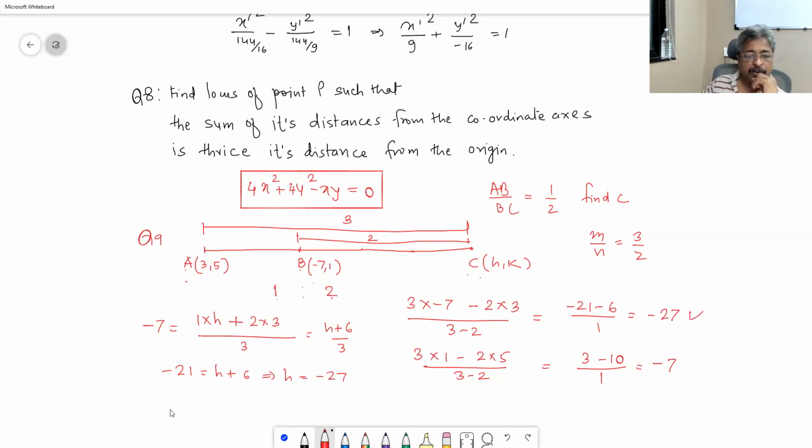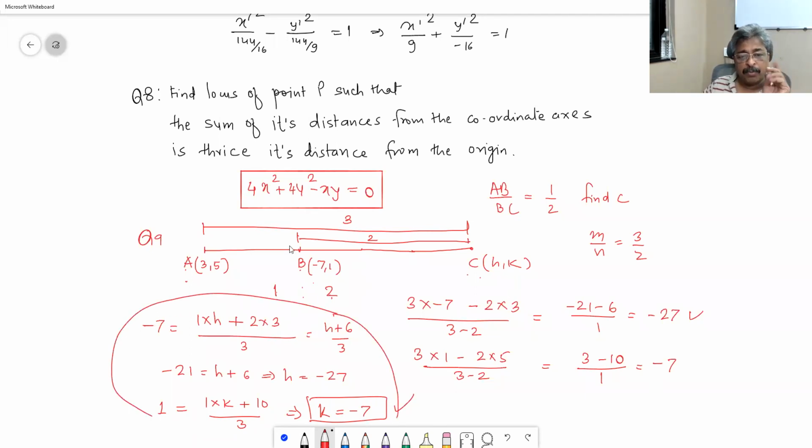Similarly, K is equal to, which is K is 1, we know K is 1, therefore this point is 1. 1 into K plus 2 into 5, which is 10 upon 3. Therefore, K plus 10 is equal to 3, K is equal to -7. Maybe even in 12th standard students do it like this, because internal division, no confusion. You draw diagram properly, find out the point which is internally dividing and write down the section formula. You need not have to remember the second section formula also.